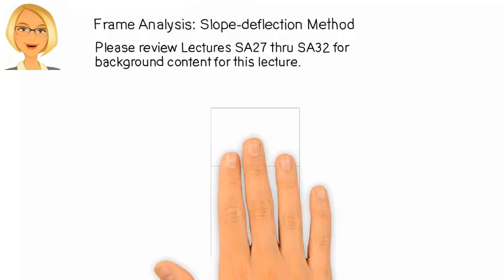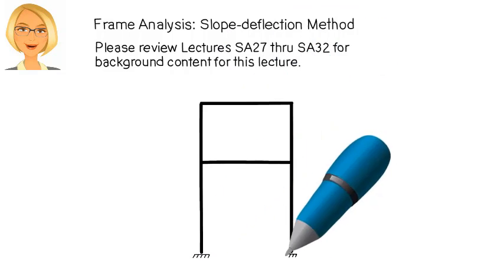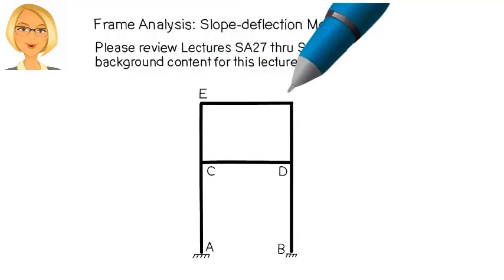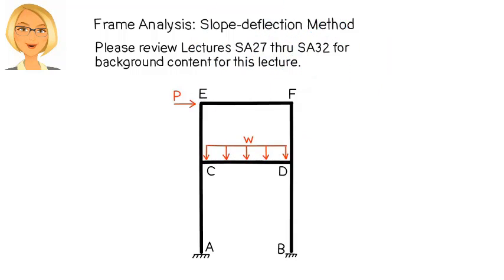In the previous lectures, we showed how the slope-deflection method can be used to analyze continuous beams. In this lecture, we're going to examine the use of the method for analyzing frame structures. Consider a two-story frame structure fixed at the base.